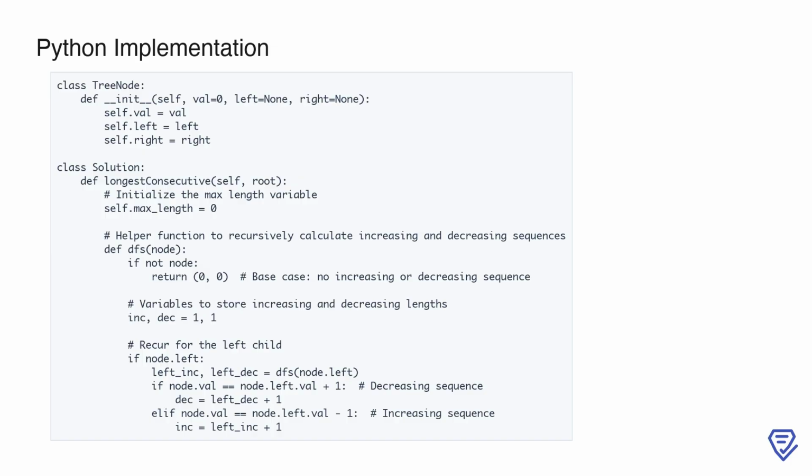Moving forward, we initialize the increasing and decreasing sequence lengths, inc and dec, to 1 for the current node. Then, we check if the current node has a left child. If it does, we recursively call DFS on the left child to get its increasing and decreasing sequence lengths. Based on the relationship between the current node's value and its left child's value, we update the inc or dec variables accordingly. For example, if the current node's value is 1 greater than the left child's value, we extend the decreasing sequence. If it's 1 less, we extend the increasing sequence.